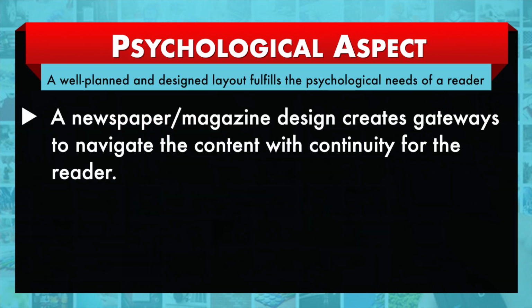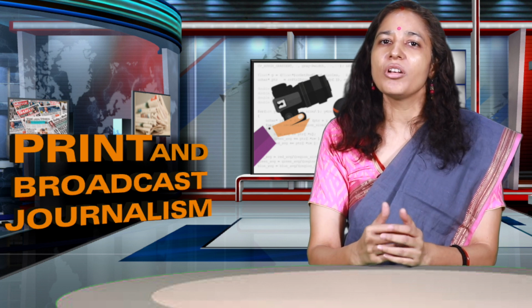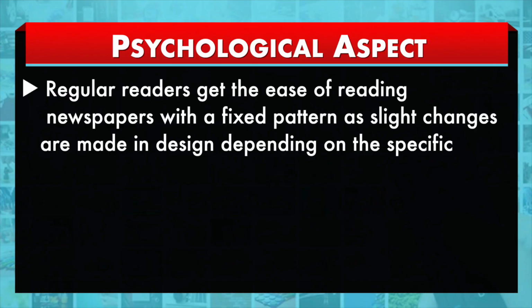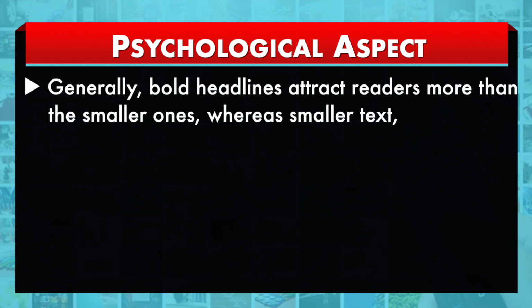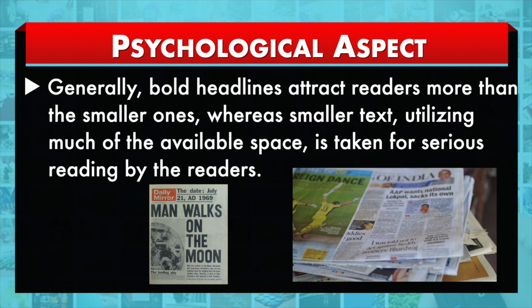Consequently, a newspaper or magazine design creates gateways and also preserves the continuity so that a reader does not lose interest anywhere while reading the content. To fulfill the psychological needs of regular readers, the newspapers and magazines tend to follow a fixed pattern instead of modifying the layout of pages on a regular basis. Instead, depending on the need of specific topic, slight changes are made in design. Generally, bold headlines attract readers more than the smaller ones, while smaller text utilizing much of the available space is taken for serious reading by the readers.